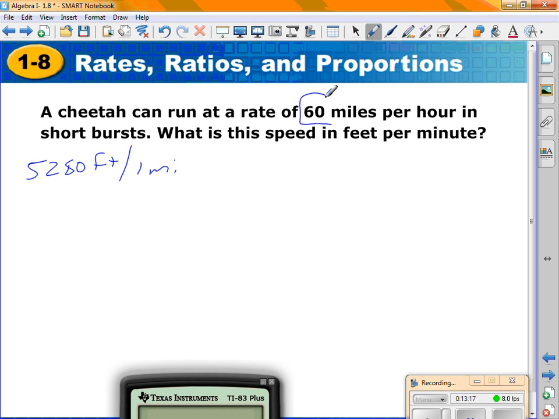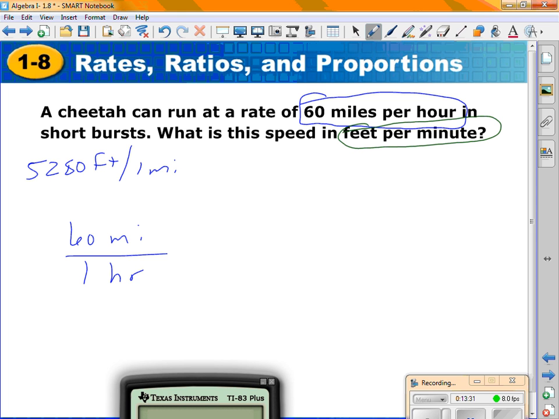All right, first thing. I'm started off with 60 miles per hour. 60 miles over 1 hour. I need my final answer to be in feet per minute. So let's change the miles to feet. Can I go directly from miles to feet? Yes. 1 mile is 5,280 feet. You always put the unit diagonal. So the miles cancel out, and I'm left with feet.